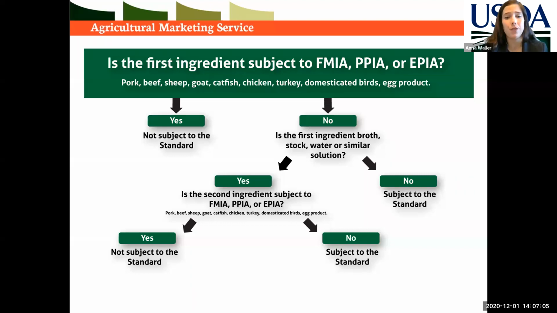To figure out if a food is primarily meat, catfish, poultry, or an egg product, look at the first ingredient on the ingredient list. The next set of slides will provide examples discussing whether or not the food is subject to disclosure.